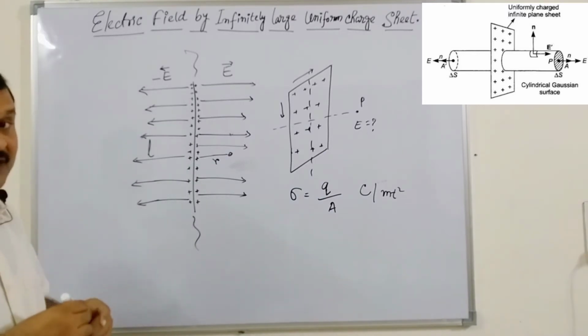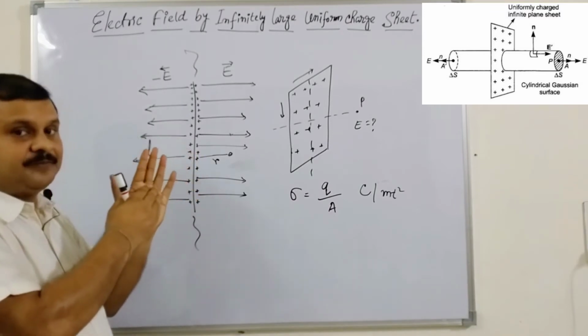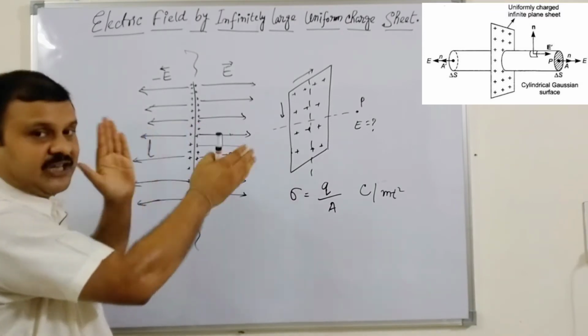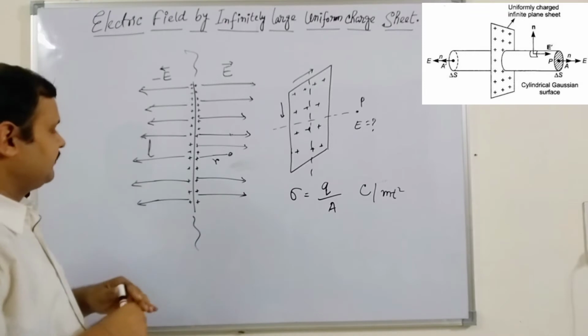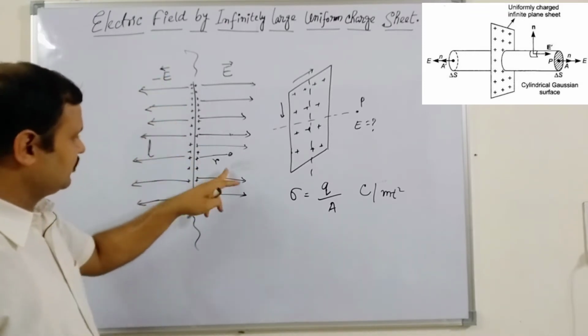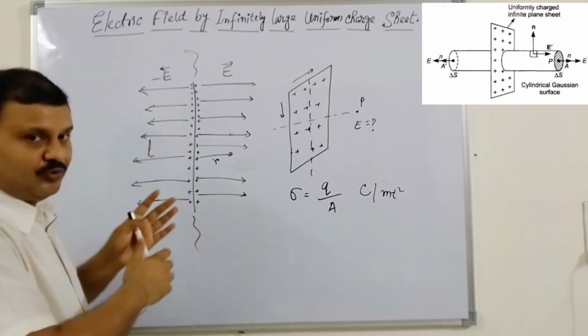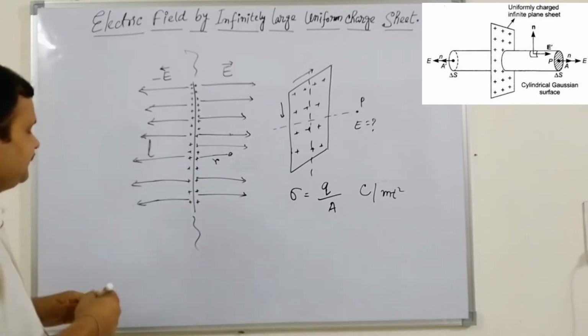We need to consider one symmetrical surface, a hypothetical symmetrical surface, where the charge could be considered within this particular surface. So for this particular charge sheet, we need to consider the best possible uniform shape. This shape will be cylindrical. How is it? Let's look.